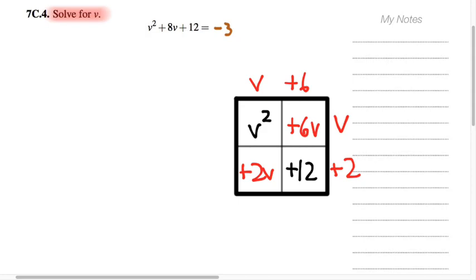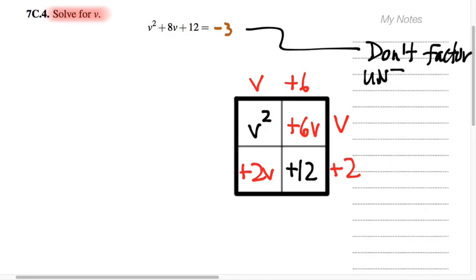here's how I'd recommend going about a problem like this one. My first priority should be to make one side of this equation 0. So don't factor first until or unless one side of this equation is 0. So how would I make this -3 in this equation into a 0 so that then it would be a good idea to factor? How can I make this right-hand side 0?